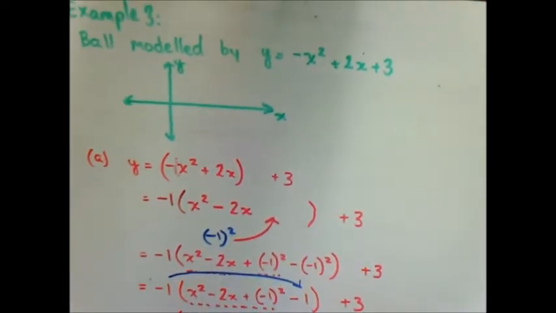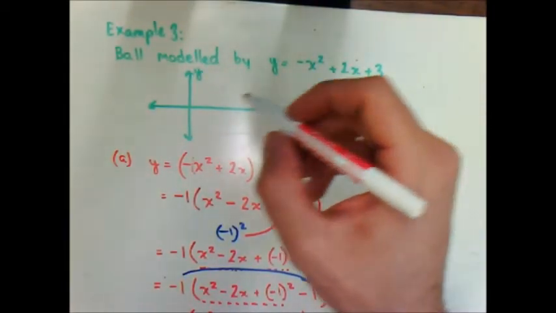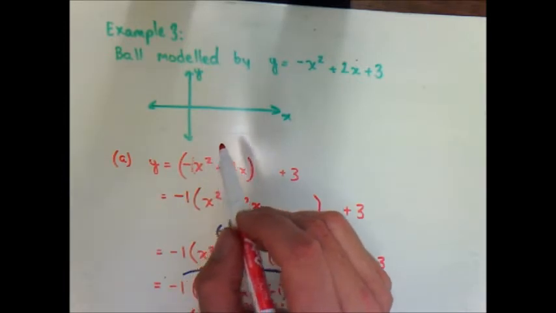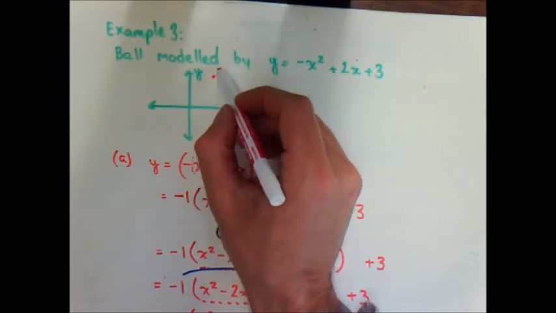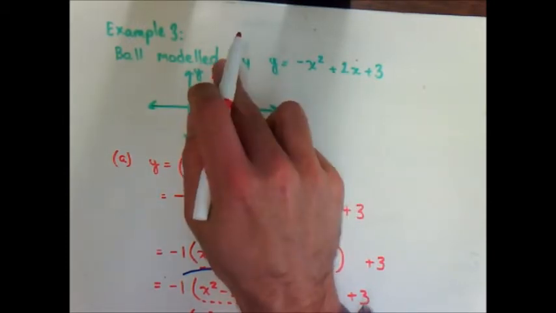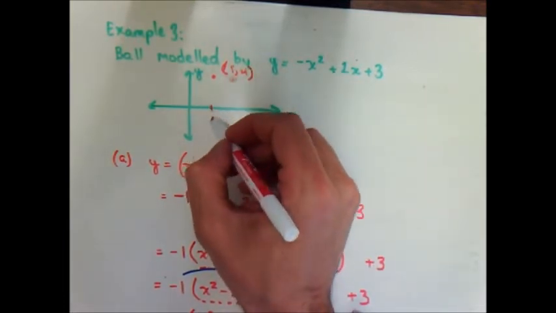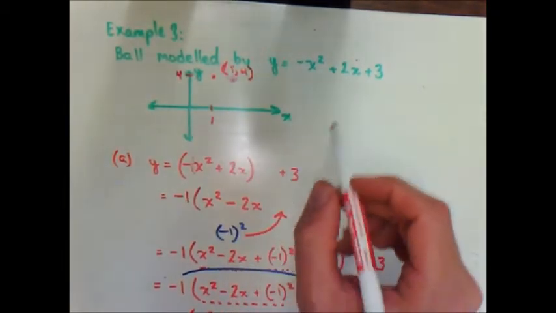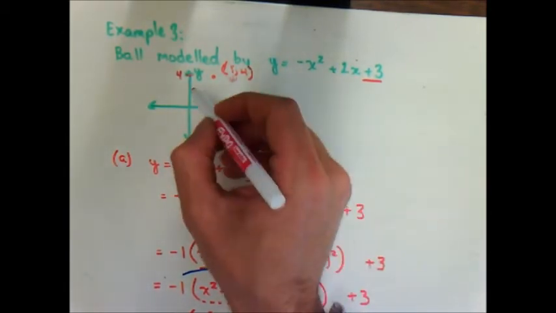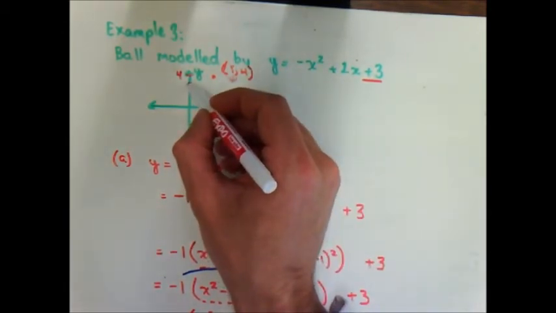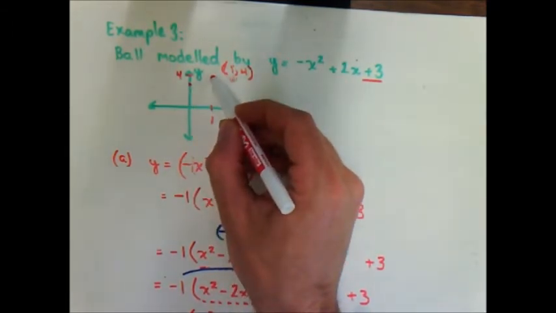Okay, so I'm going to use my vertex there at 1, 4 to sketch the graph. Your graph does not need to be perfect, okay? We'll say this is the point 1, 4. Vertex is at 1, 4. So here's 1, here's 4. I know from the standard equation that my y-intercept is plus 3. So I know it's being thrown from a height of plus 3, which is right here. And we can go ahead and draw our curve.